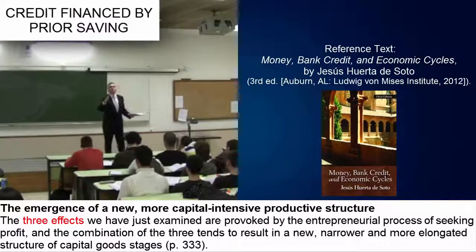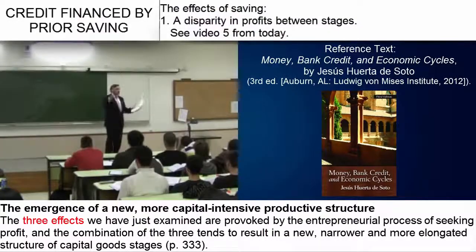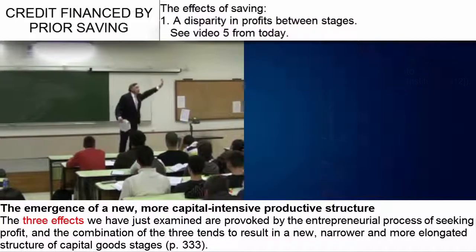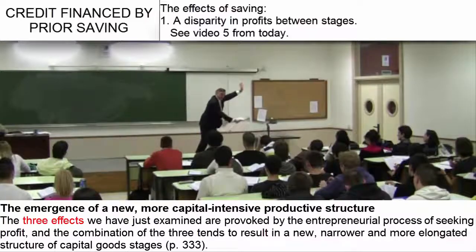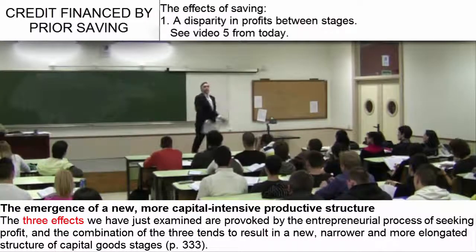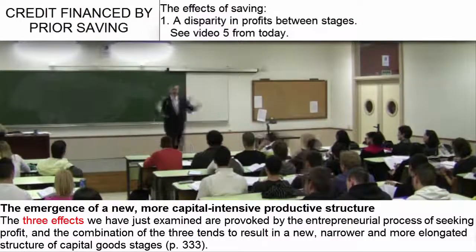These are the three effects we looked at before. The first effect, a disparity in profits. The Corte Inglés stops hiring or lays people off, but blast furnaces demand more workers. Which workers? Those who were working close to consumption. Gradually, they move from one sector to another.